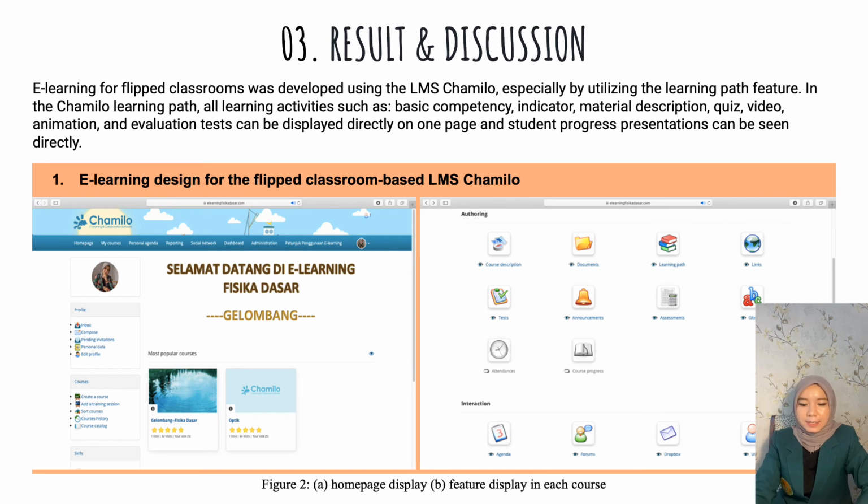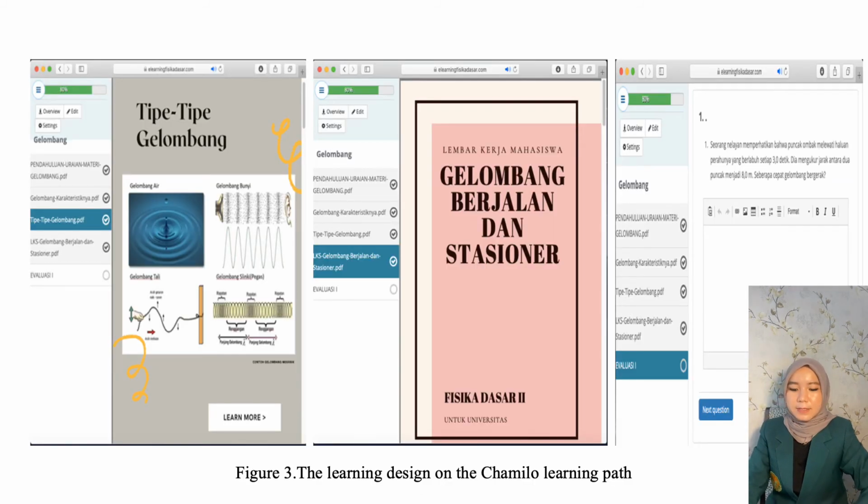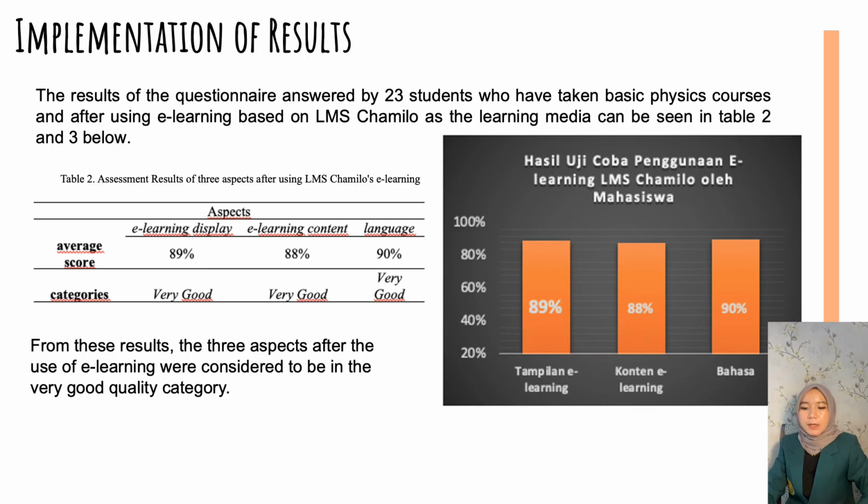Third, result and discussion. This is the design of e-learning for the flipped classroom based on LMS Chamilo. Figure A, homepage display. Figure B, feature display in each course. Next, this is the design of learning on Chamilo with learning paths. There are material, quiz, video, animation, and etc. Implementation of results. The results of the questionnaire answered by 23 students.